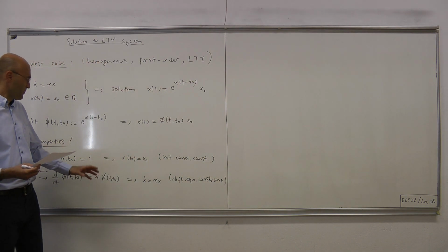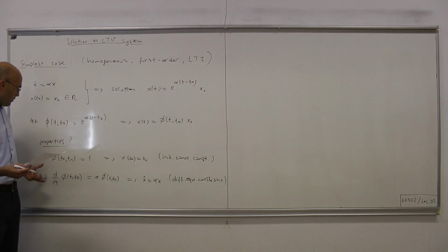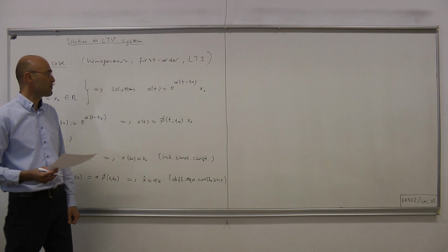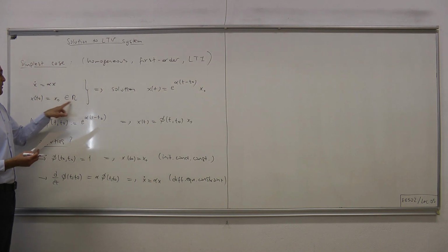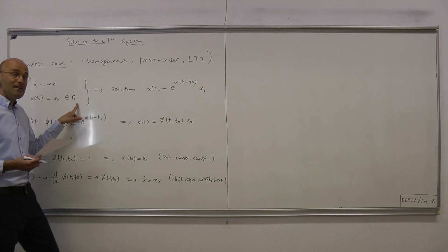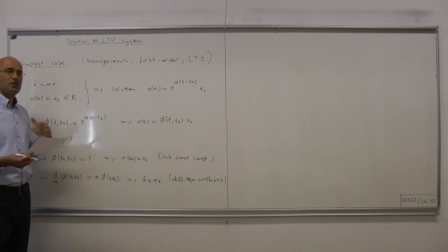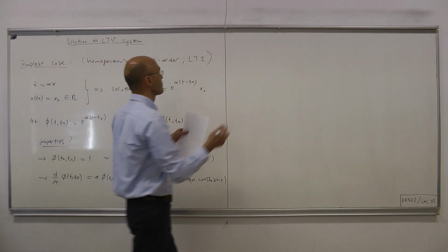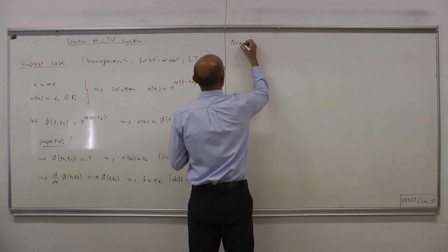Okay, now by focusing on these properties, let's consider the general case. By general, we mean the state belongs to Rn, and the A matrix is now an n by n matrix.